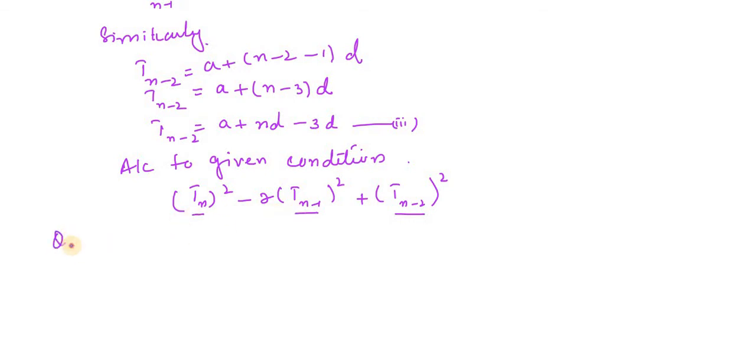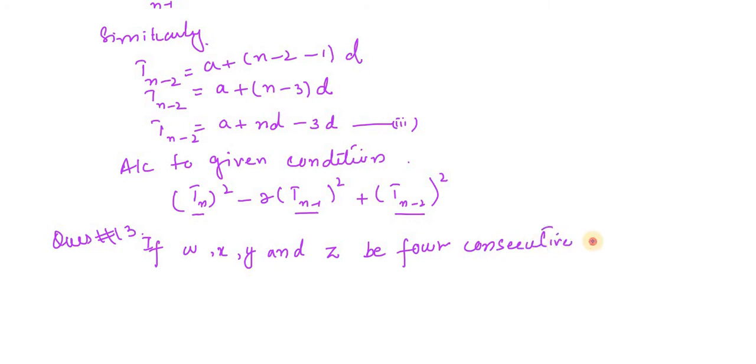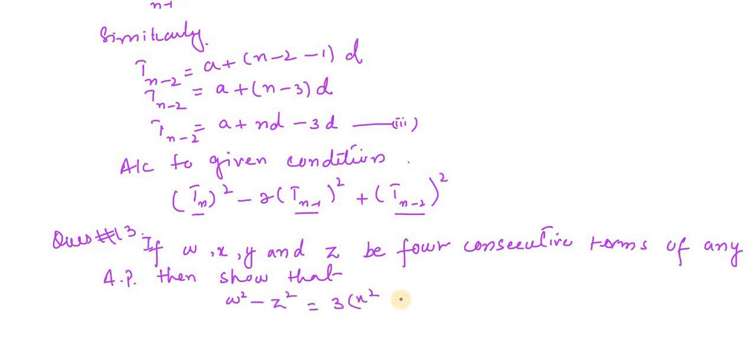We discuss question number 13 here. If W, X, Y and Z be four consecutive terms of any arithmetic progression, then show that W square minus Z square is equal to 3 times of X square minus Y square.